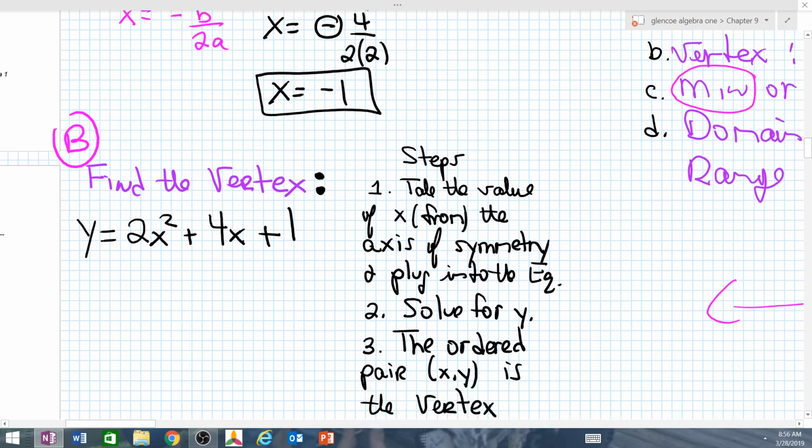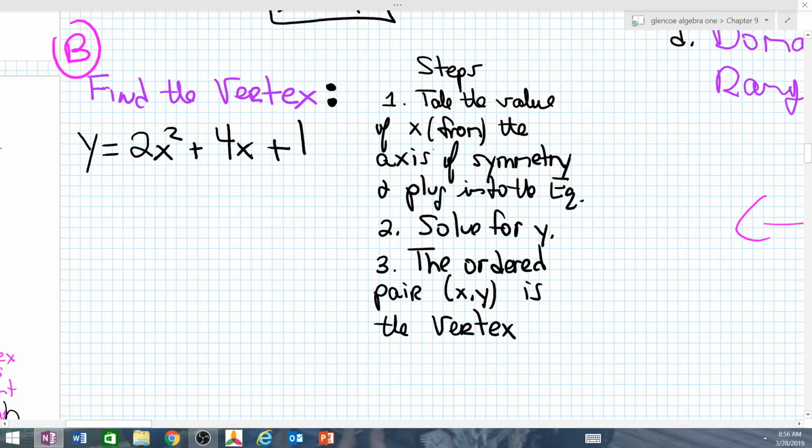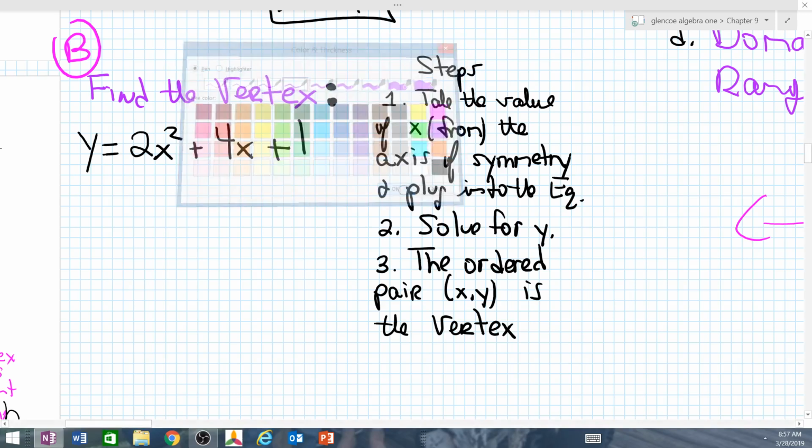So here are your steps to find the vertex. You're going to take the value of x from the axis of symmetry and plug it into the equation. Solve for y. The ordered pair made up of x and y is your vertex. So let's give it a shot. We just found that the axis of symmetry was what, guys?